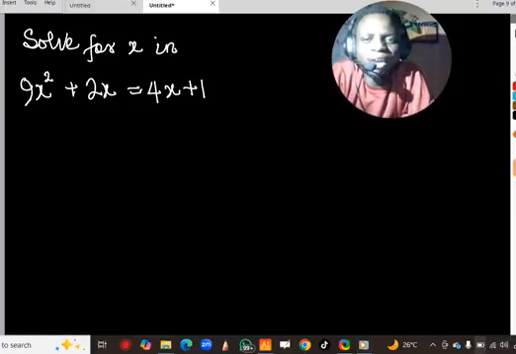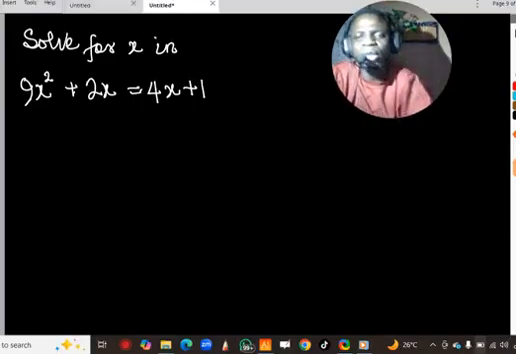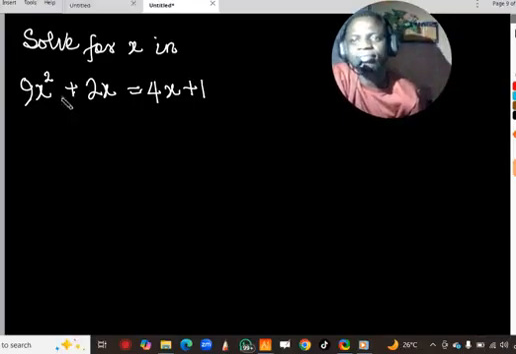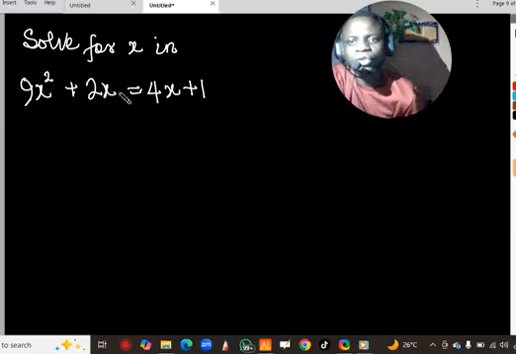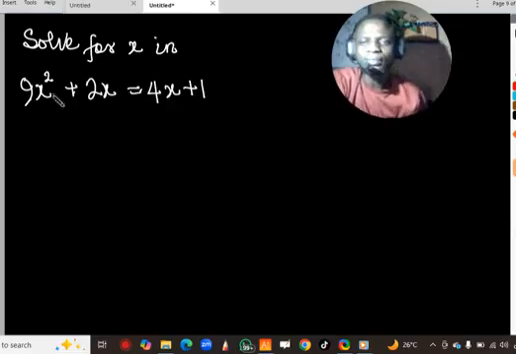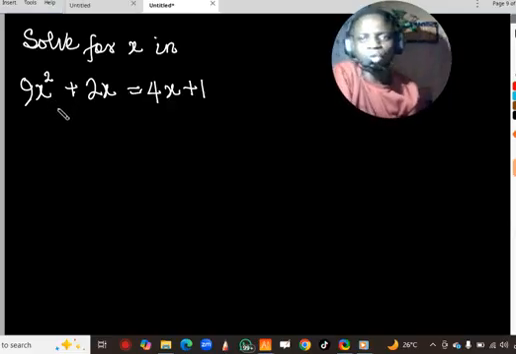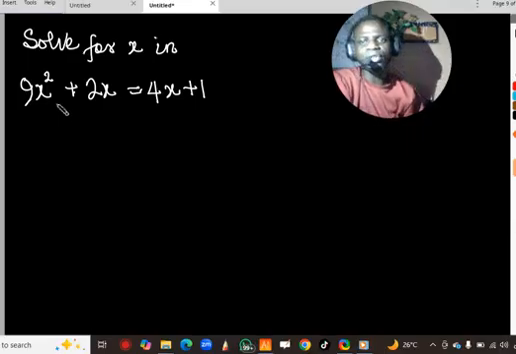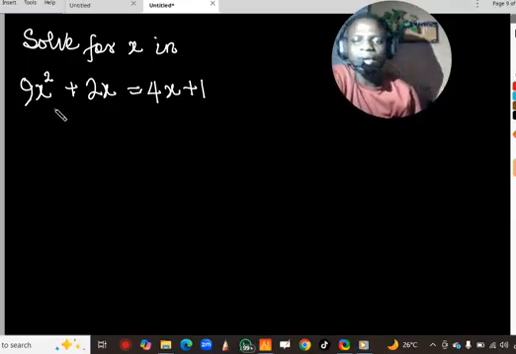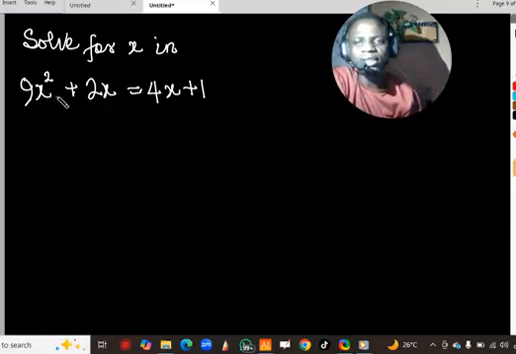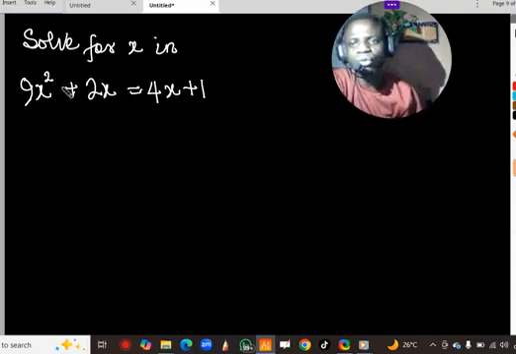All right, we have a question before us which says that we have to solve for the value of x in 9x squared plus 2x equals 4x plus 1. A critical look at the question shows that this is actually a quadratic equation. Now, how do we know? We know because the highest power of the unknown here is 2. That's how we know that it is a quadratic equation.